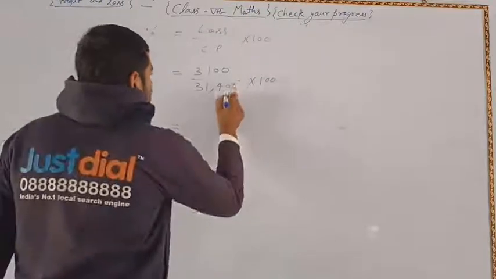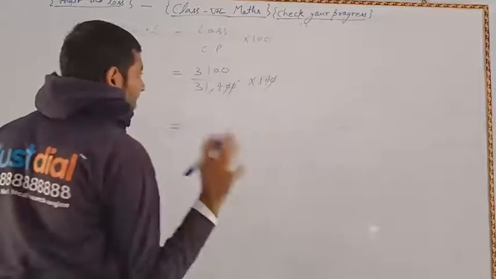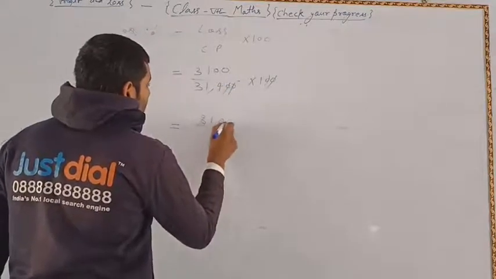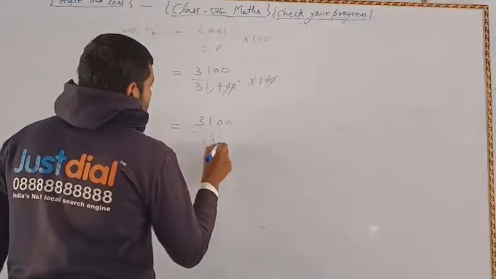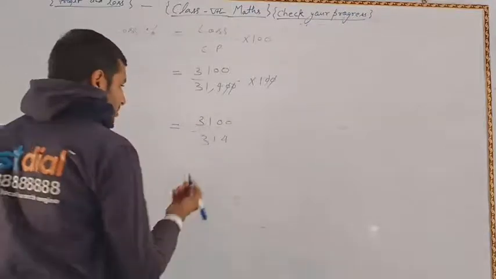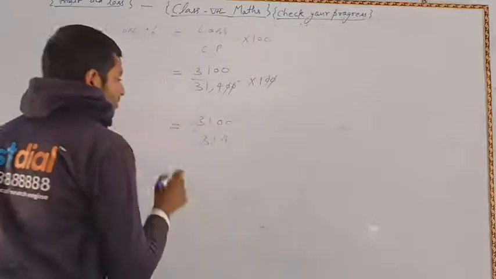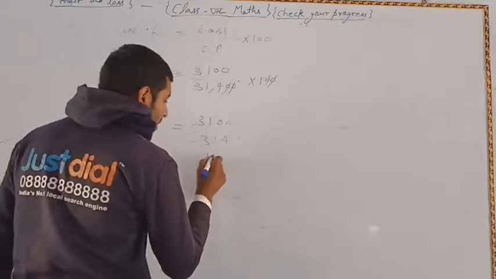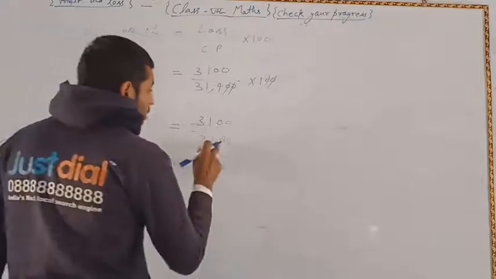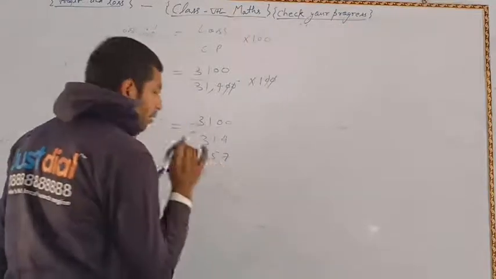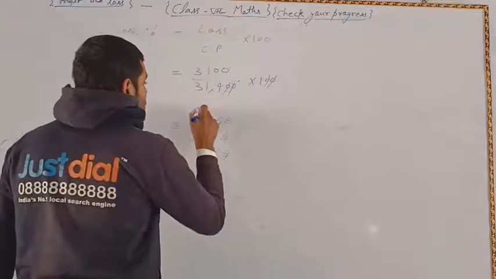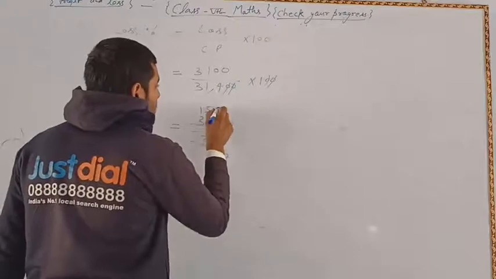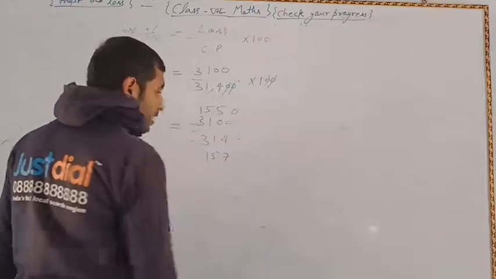Then the zeros cancel, and here 3100 upon 314 remains. We divide by 2: 2 ones are 2, 1 remains, 1 1 11, 2 5s are 10, 1 4 14, 2 7s are 14. Here 2 ones are 2, 1 1 11, 2 5s are 10, 1 0 10, 2 5s are 10, and 2 zeros are 0.